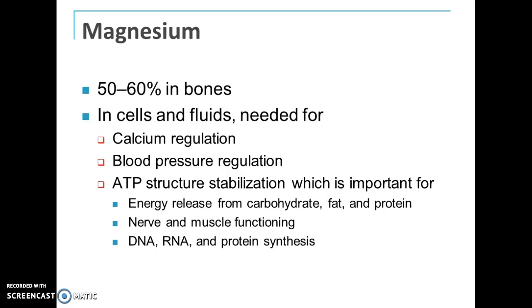Next time we'll talk about magnesium. So we're going to go through magnesium and the other major minerals in our next lecture.